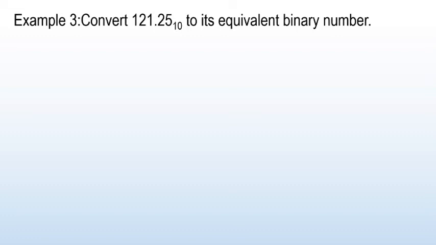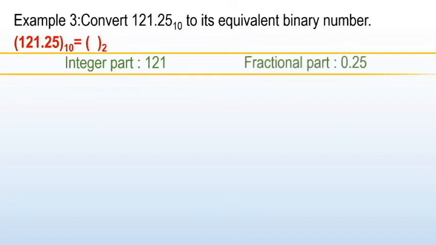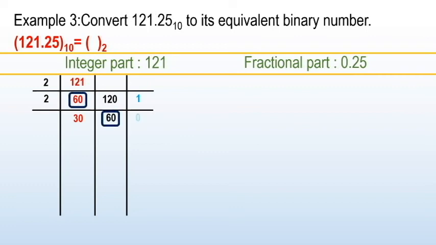Example, convert 121.25 to its binary equivalent. Integer part 121, fractional part 0.25. Let's solve the integer part. 121 divided by 2. 2 60s are 120. Remainder 121 minus 120 is 1. Divide by 2 again. 2 30s are 60. Remainder 0.